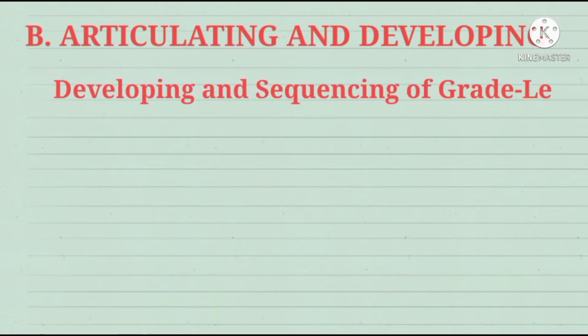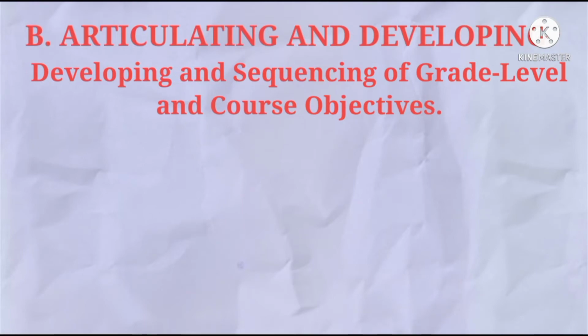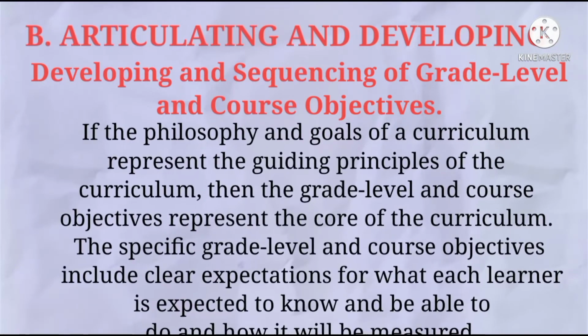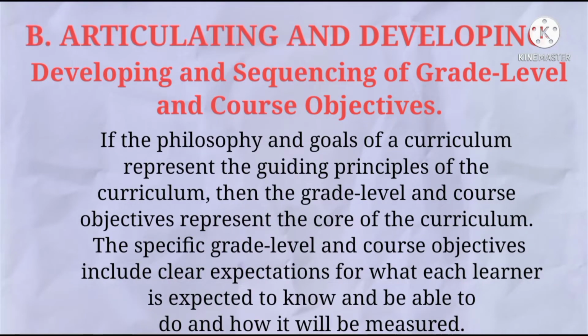Developing and sequencing of grade level and course objectives. If the philosophy and goals of a curriculum represent the guiding principles of the curriculum, then the grade level and course objectives represent the core of the curriculum. The specific grade level and course objectives include clear expectations for what each learner is expected to know and be able to do and how it will be measured.